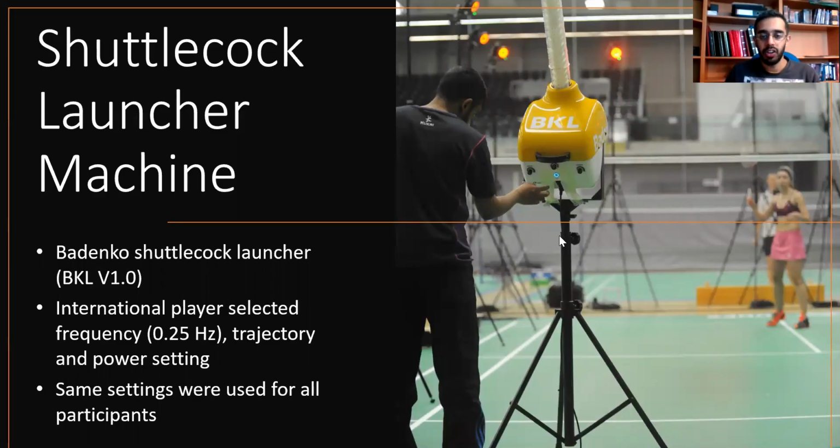On the right of the screen, you can see the shuttlecock launcher machine that we used at testing. This was so that we could keep the experiment as rigorous as possible. So it was a fair test, so there was no bias from participant to participant. So we didn't have a different type of feed for one participant and a different type of feed for another. To be able to do that, we used an international badminton player. So prior to any kind of testing taking place, we had an international badminton player select an appropriate feed for a lift that would be representative for a smash. So they selected the frequency, trajectory, and power setting, and then once that was set, we used that setting for all the players. So the feed was consistent throughout.